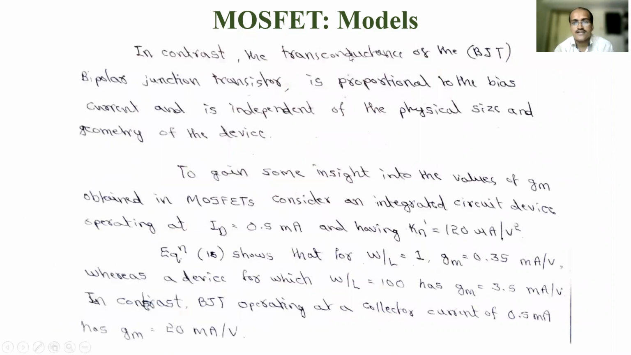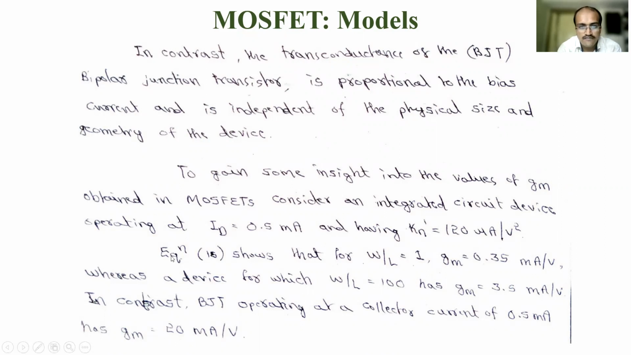In contrast, the transconductance of the BJT, or bipolar junction transistor, is proportional to the bias current and is independent of the physical size and geometry of the device. To gain some insight into the values of GM obtained in MOSFETs, consider an integrated circuit device operating at ID equal to 0.5 milliamp and having Kn dash equal to 120 microamp per volt square.